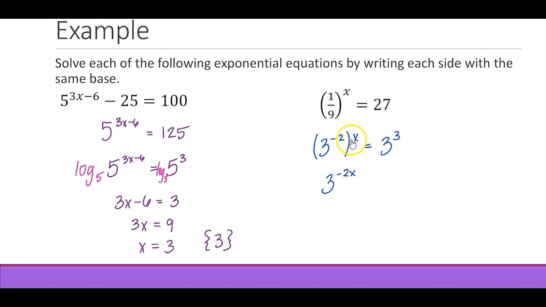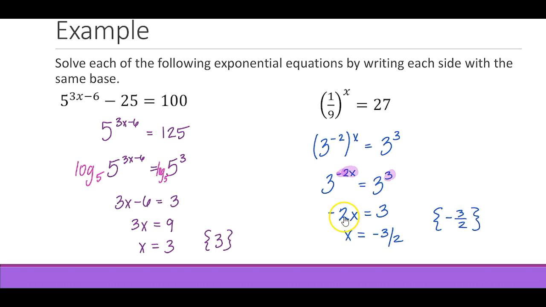Those exponents multiply by properties of exponents, and then equals 3 to the 3. So now we can set those exponents equal to one another, or the idea of taking log base 3 of both sides will get us just negative 2x equals 3. So we have x is equal to negative 3 over 2. I want to make sure we keep that negative there. So we're just setting those exponents equal to one another, provided that we can write both sides with the same base. So I have negative 3 over 2 as my answer.